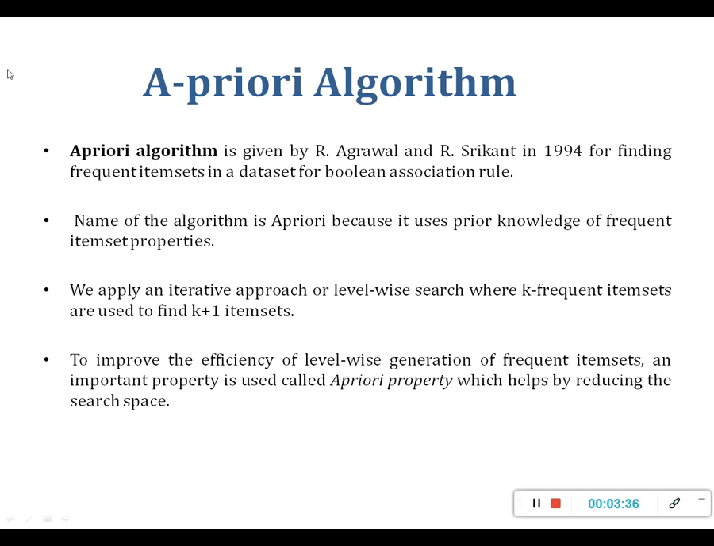The name of this algorithm, as I already told you, indicates that it uses prior knowledge of frequent item set properties. We apply an iterative approach, or level-wise search, where the k frequent item sets are used to find the k plus 1 item sets. K frequent is nothing but the size of the sets we are choosing. One frequent means single elements are chosen.